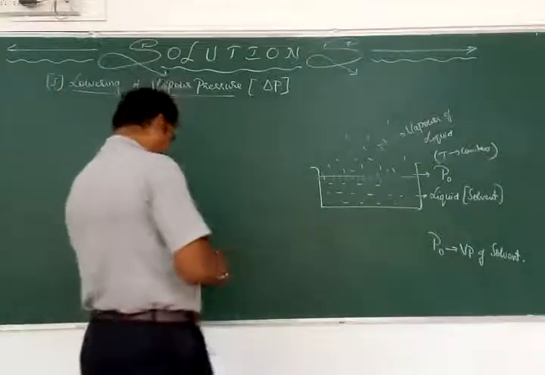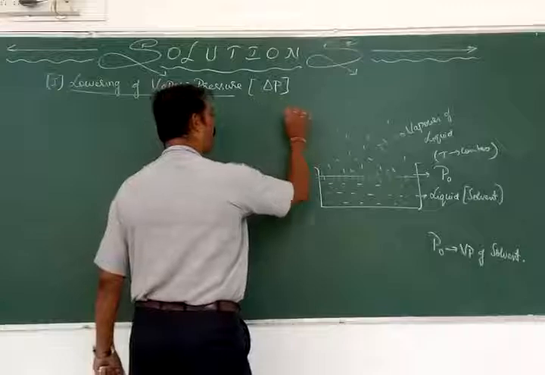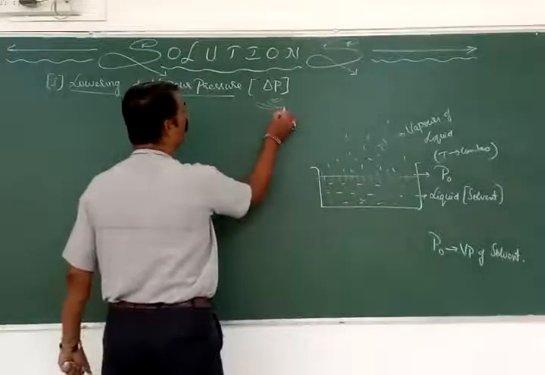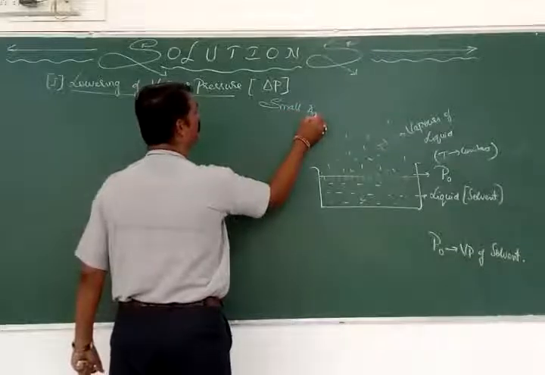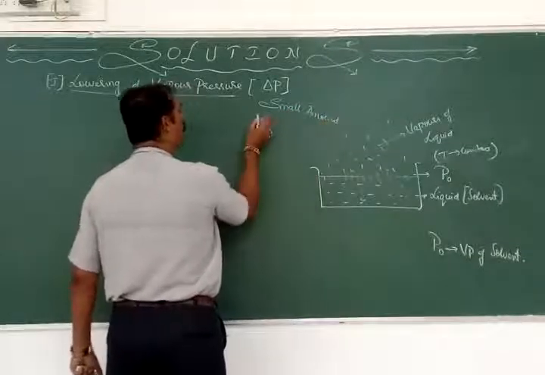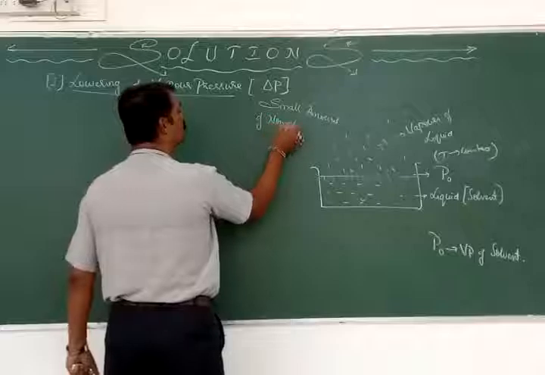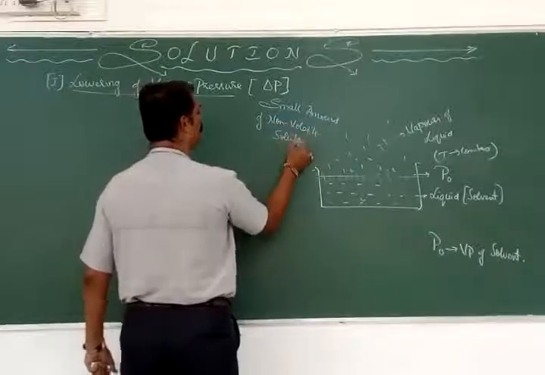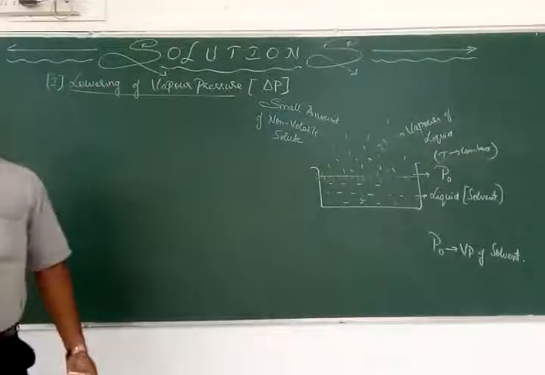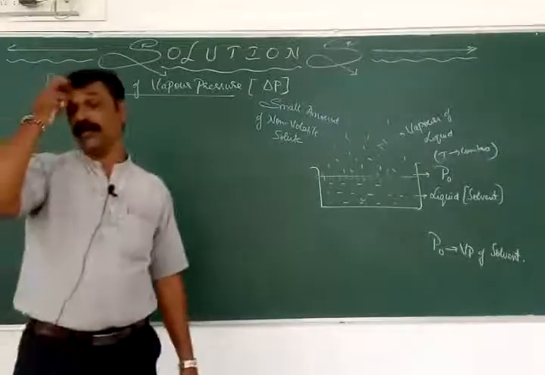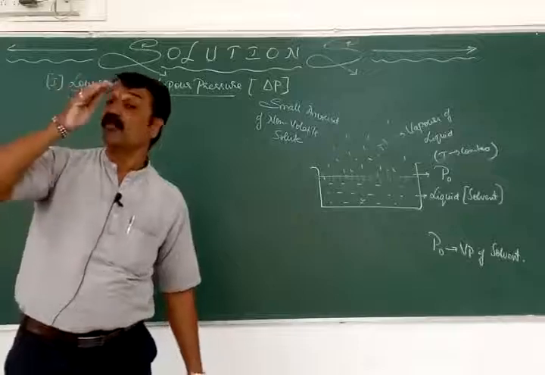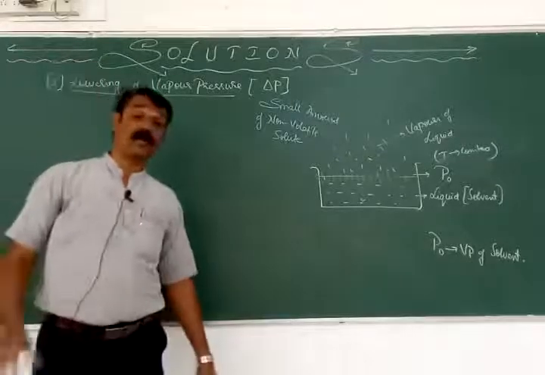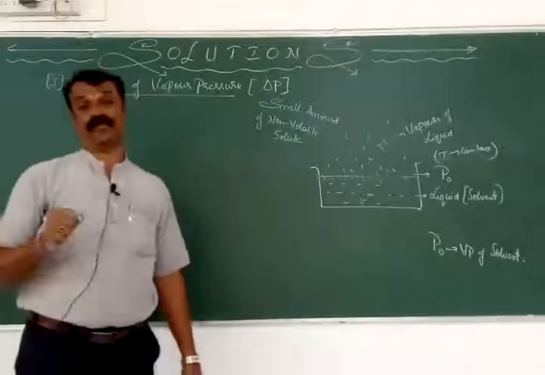Now, if I add a small amount of a non-volatile solute, why would you add a small amount of a solute? Because we have to prove that it is a colligative property. As it is a colligative property, the solution must be very, very dilute.